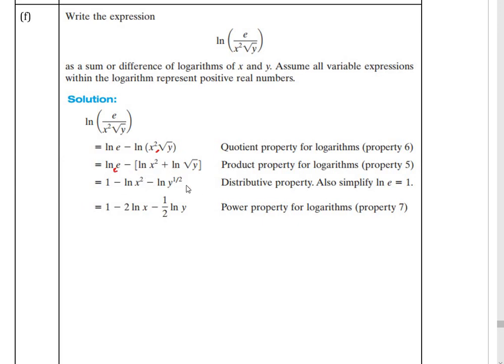So minus, and then the 2 can come to the front. The rule, the property that says that power can come to the front. So it's 1 minus 2 ln x. The half can come to the front, minus a half ln y. And then I have it in expanded form. Okay, so we will ask you to expand and to write as a single ln.